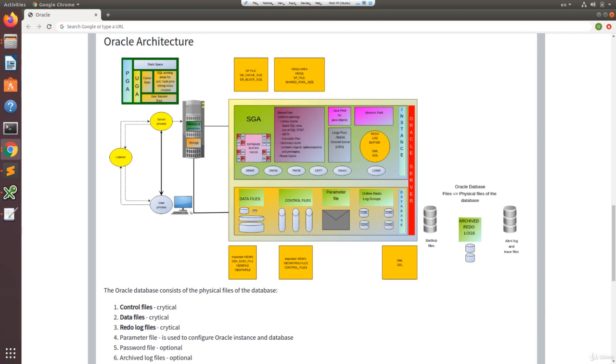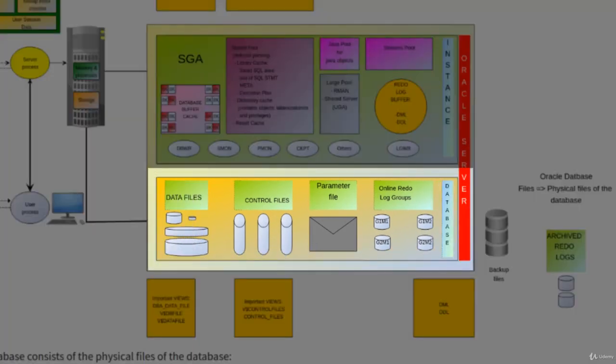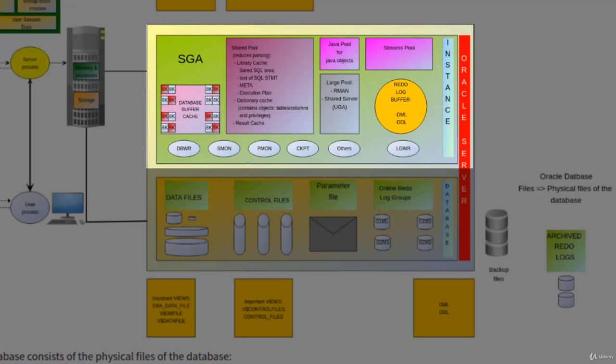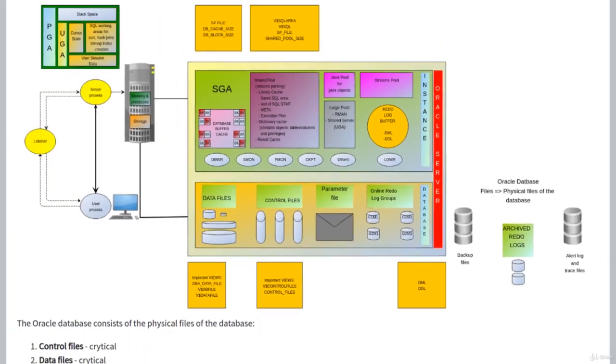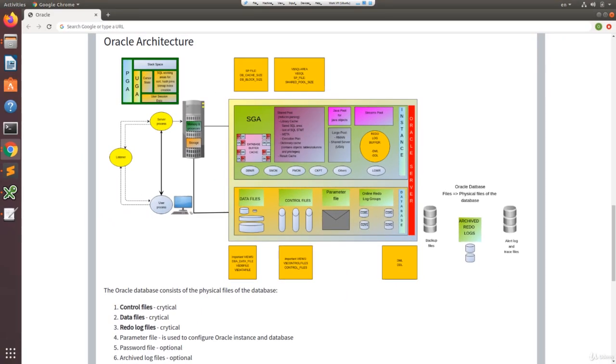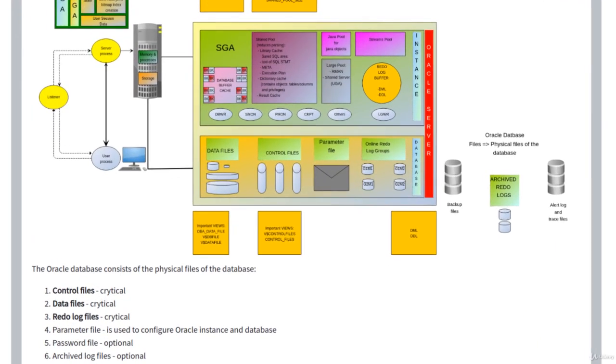Let's move on to Oracle architecture once again. There are two main sections on this picture: Oracle database, that is in the lower half, and Oracle instance, that is in the upper half. We already talked that Oracle database consists of the physical files of the database. Let's quickly review these files that comprise an Oracle database.